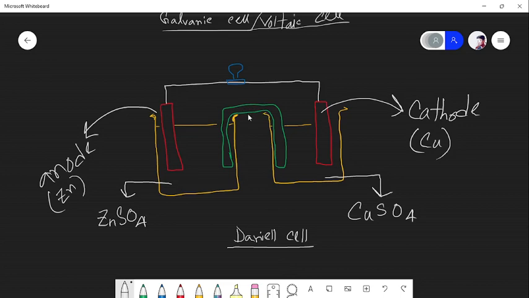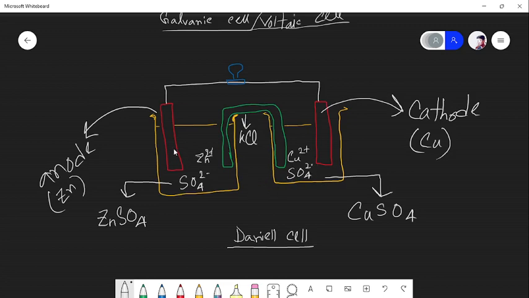Now, there is a salt bridge here, and this salt bridge is made up of potassium chloride, and these two electrodes are connected by metallic wire. Now, if this solution is in its molten state, then they are already ionized. So this is zinc cation and sulfate anion, and in this solution is copper cation and sulfate anion.